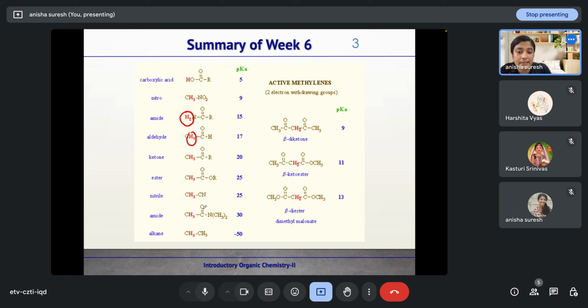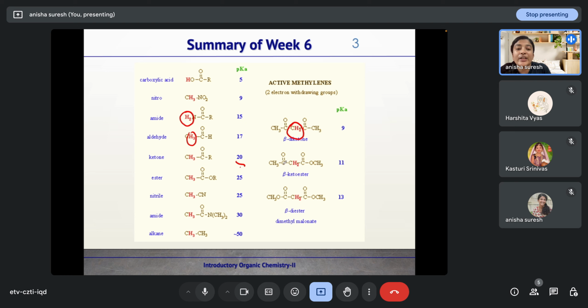Amides like this will be having a pK around 30, and normal alkanes will have a higher pK of approximately 50. So in the case of active methylene groups, it will be having two electron withdrawing groups that can stabilize the conjugate base that will be forming, and hence the pK value of such active methylene groups will be lower. So compared to ketone, the beta diketone that is present here, this active methylene group's pK value is 9. Normal ketone is having a pK of 20.